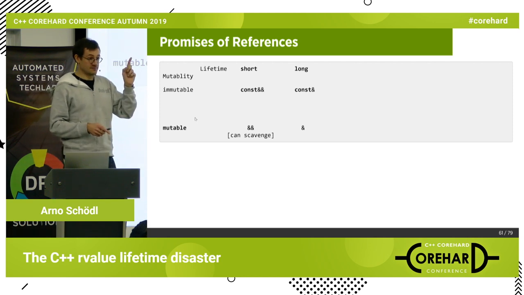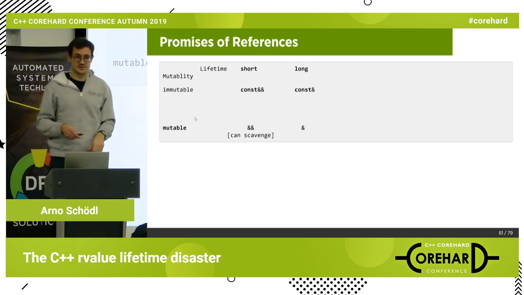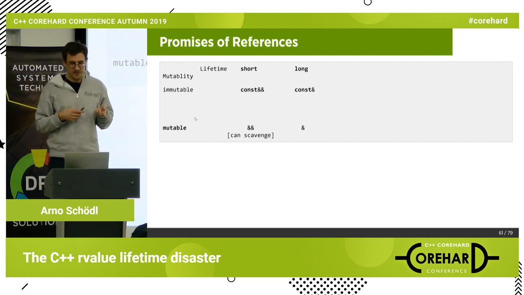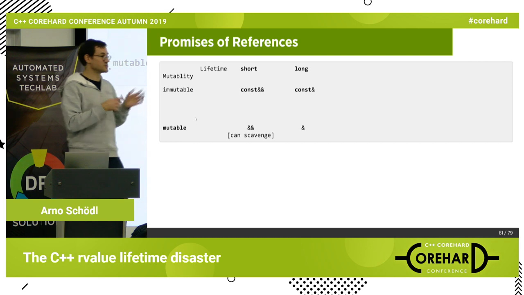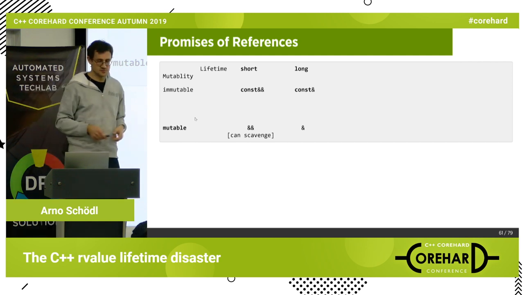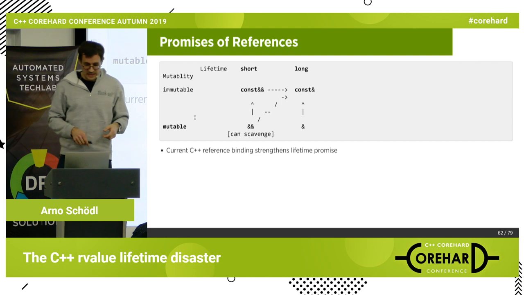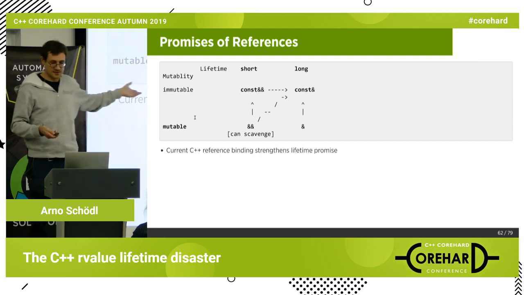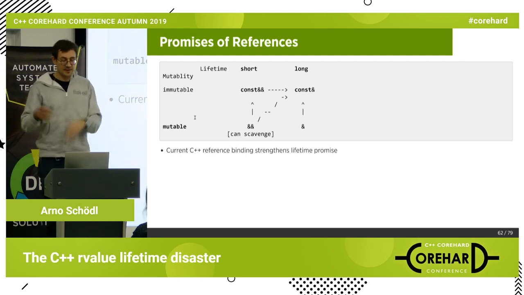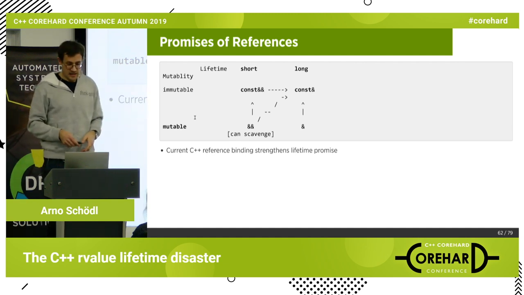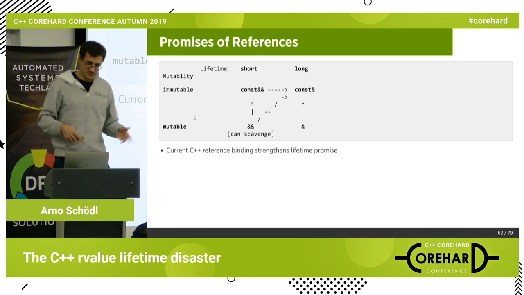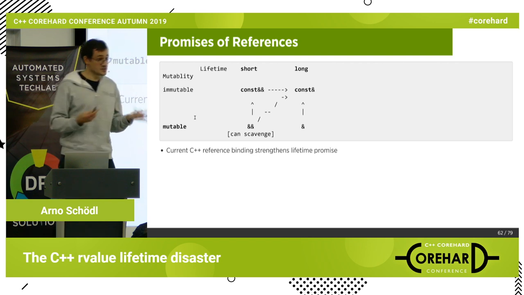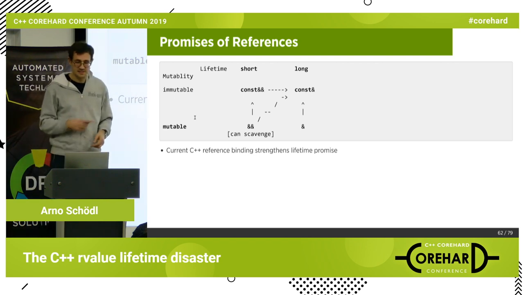And there's one other thing, one other promise. If you have an R-value reference, you can actually scavenge from it. You can steal the resources, and you can steal the resources without doing any harm. So there's an operation you can only do on R-value references. And this is what C++ is currently doing. So these are the binding rules of the current C++. So everything binds to a const ref, and the const ref binds to a const ref, and the rvalue reference binds to a const ref, and okay, the rvalue reference binds also to a const rvalue reference. These are the current rules.